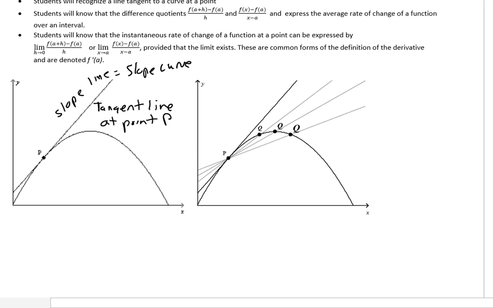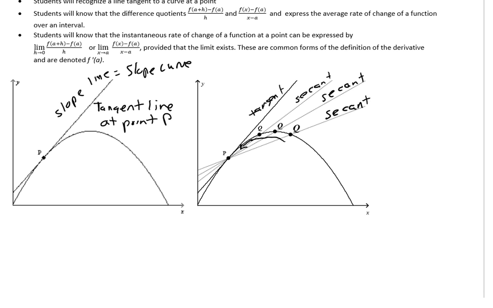Now these lines, where we have these over here, we have from P to this first Q over here, these are all secant. This is a secant, this is a secant, this is a secant, and then of course this is the tangent. You can see as the point Q gets closer on the curve to point P, those secant lines become closer and closer to being that tangent line.